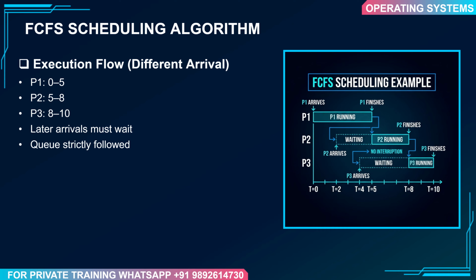Once P1 finishes at time 5, the next process in the queue is P2, which arrived earlier than P3. So P2 runs from time 5 to 8. After that, P3 gets its turn and runs from time 8 to 10.